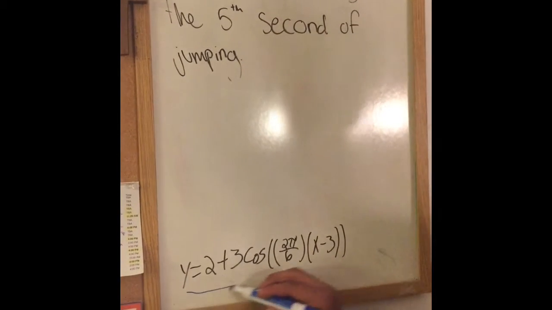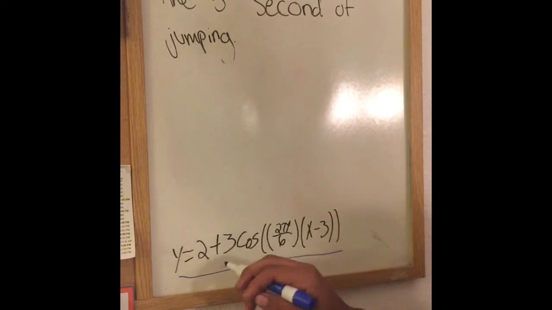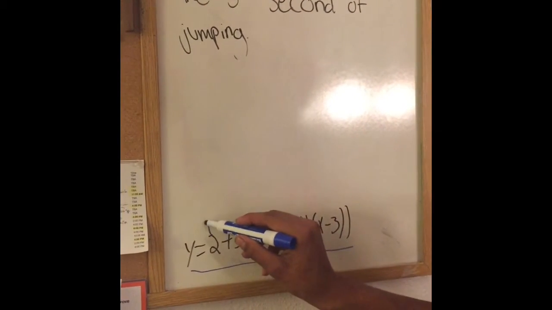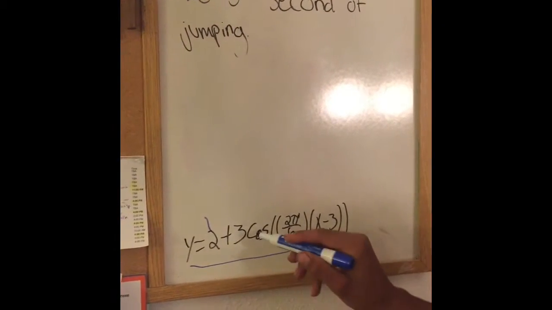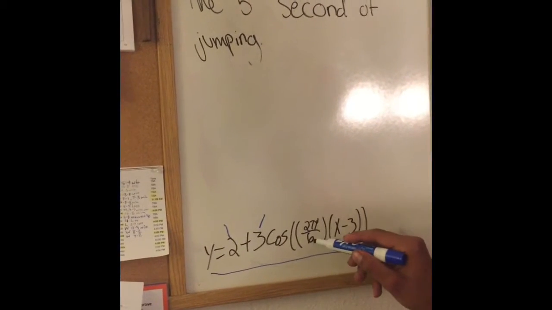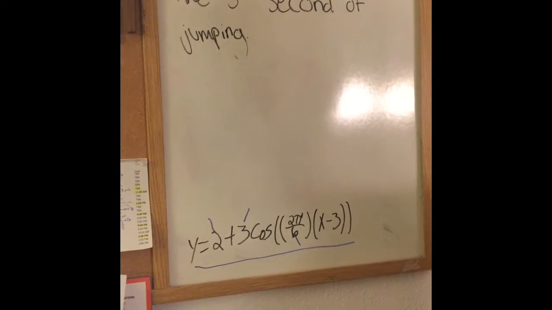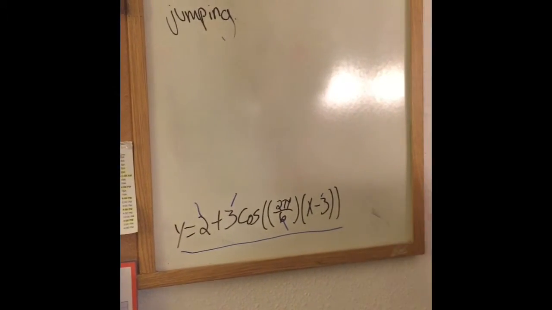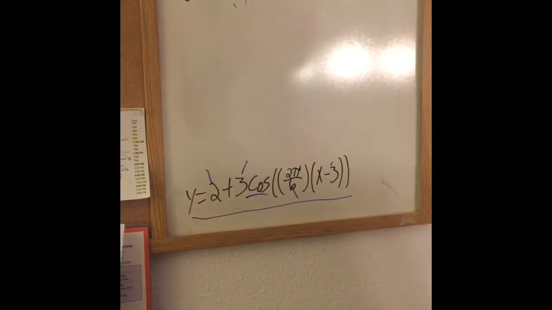Alright, so our equation is written down below, matched up with our graph, where 2 is the sinusoidal axis that you plug in, 3 is our amplitude that you plug in, 6 ends up being our period, the seconds in between, and 3 we plug in for our phase shift so that we can end up with cosine.